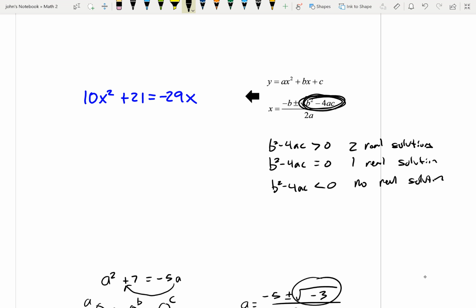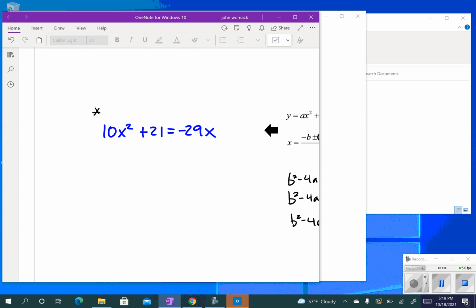Hey, I want you guys to try one. Work through this problem right here, that 10x squared plus 21 equals negative 29x. Get your answer, pause it, and then come back, and you can check it with what I have.